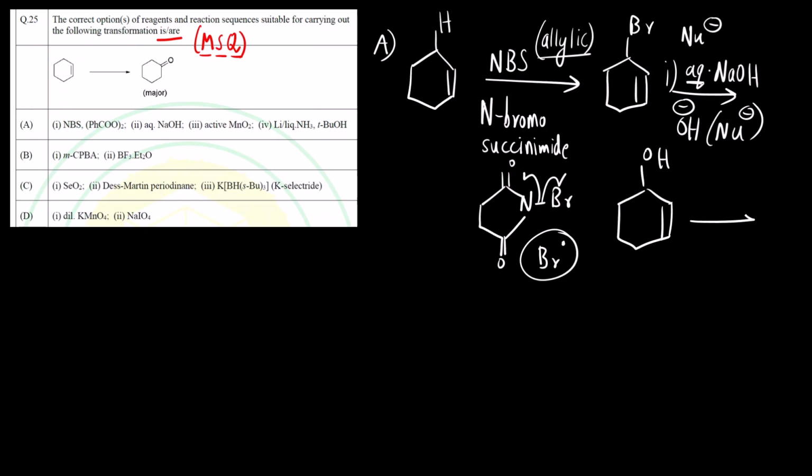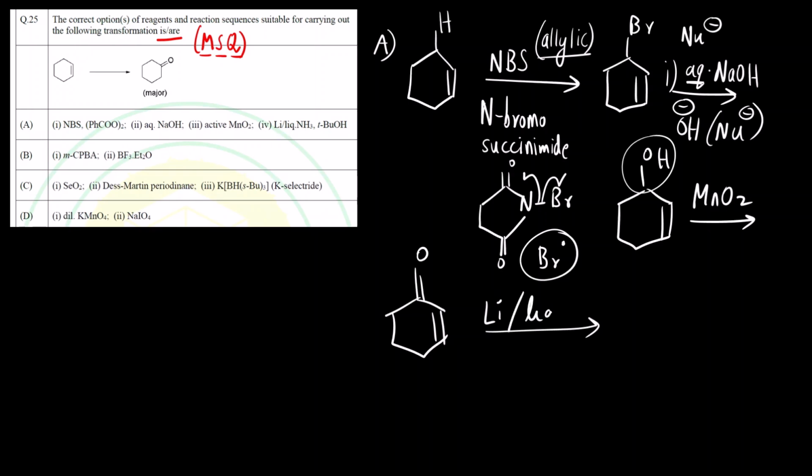Okay, OH, and then you do MnO2 oxidation. What will happen in oxidation? This secondary alcohol will be oxidized to a ketone. Okay, and then the next one is Birch reduction, lithium in the presence of liquid ammonia. What will happen? This will selectively reduce this double bond. How will it reduce? It will add electrons and then hydrogen on both sides, so it will get reduced to the alkane. So we will get this product. Okay, so option A is correct.